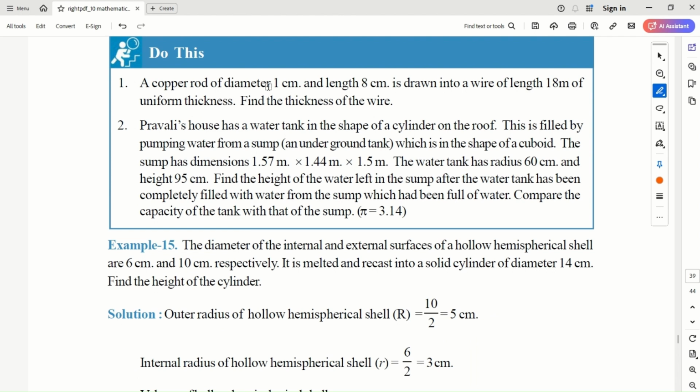A copper rod of diameter 1 centimeter and length 8 centimeters is drawn into a wire of length 16 meters of uniform thickness. Find the thickness of the wire. So first, the copper rod has diameter 1 centimeter and length 8 centimeters. So you find the volume of this one.